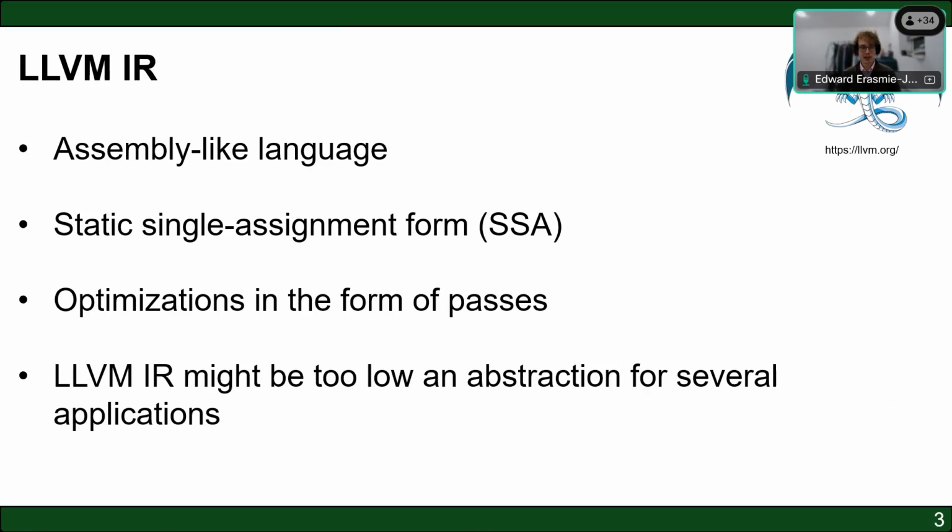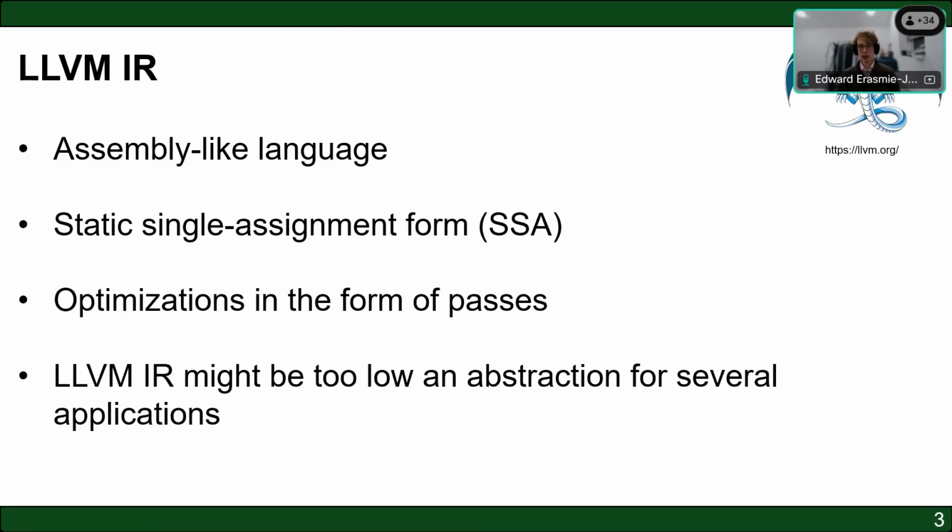LLVM-IR itself is an assembly-like language that uses static single assignment form, meaning that every time you have a variable, it can only be assigned a value once. And this makes it much easier for certain compiler optimizations that come in the form of compiler passes to be implemented, as stuff like use-def chains of a variable are much easier to determine.